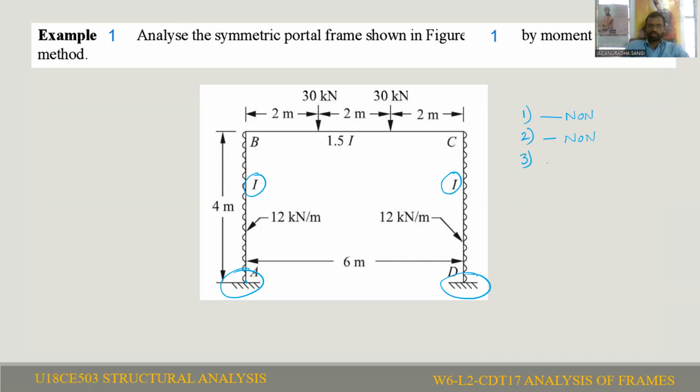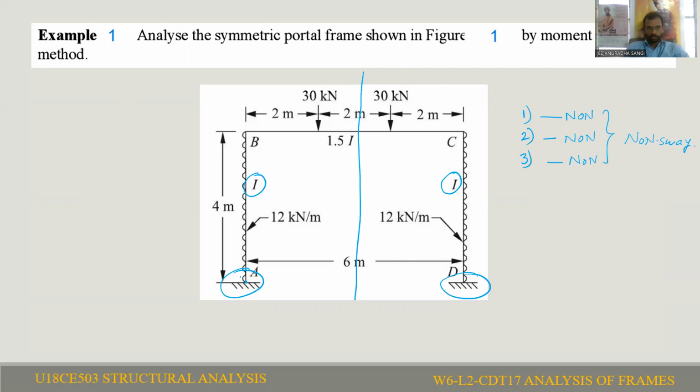Coming to the third criterion, which is related to load. The load must be symmetrical about the vertical axis. If you see, the load is symmetrical about the vertical axis, so we can conclude that this is a non-sway frame. So the third criterion is also satisfied. These three conditions say that this given frame is a non-sway frame. So for non-sway analysis, delta is equal to 0, that means sway will be equal to 0.